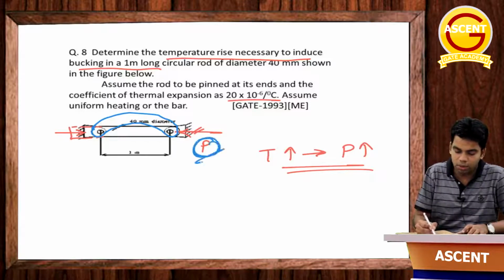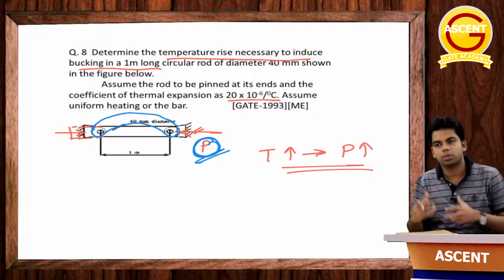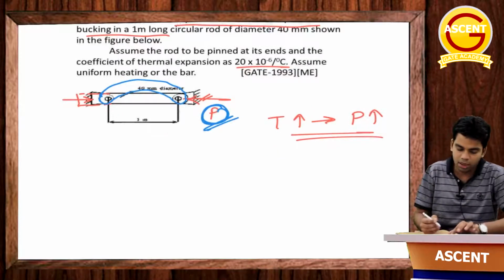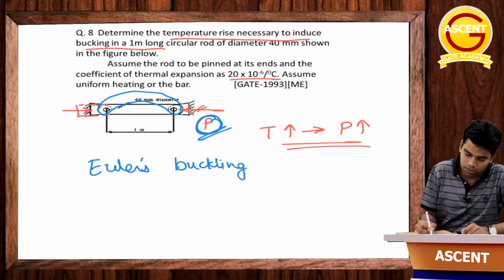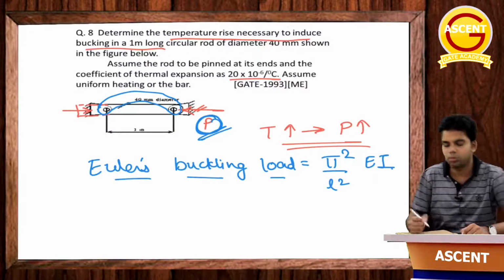We have to determine this load at which buckling will occur. Buckling occurs at Euler's buckling load, as we know. This Euler's buckling load is π²/L² into EI. This is Euler's buckling load, the load at which buckling occurs.